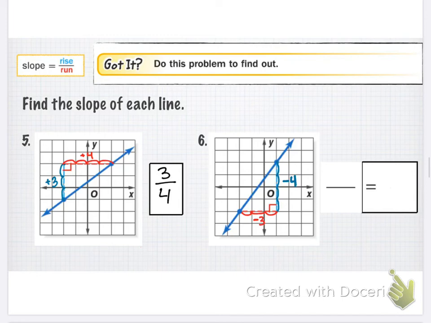So our rise in this case was negative 4, and our run is negative 3. If we simplify that, if we divide a negative by a negative, they become a positive, so we can have 4 over 3. We can do that on the other side too, because if we go up 1, 2, 3, 4, that's still a positive 4, over 3. 1, 2, 3, that's a positive 3. So it still works out.